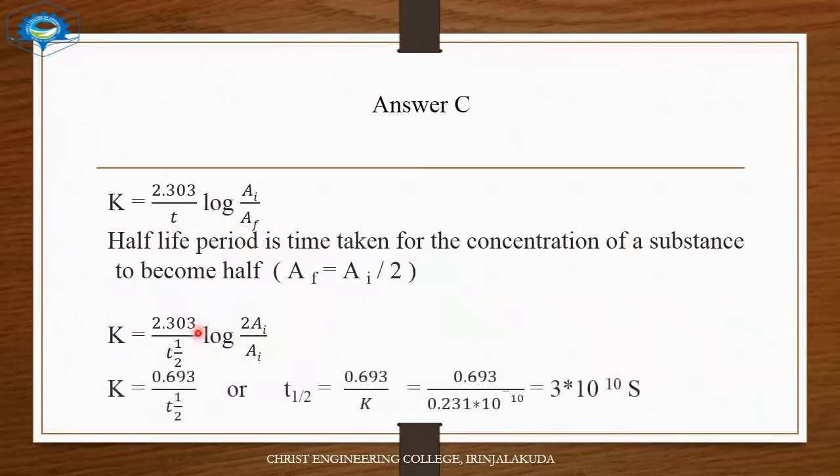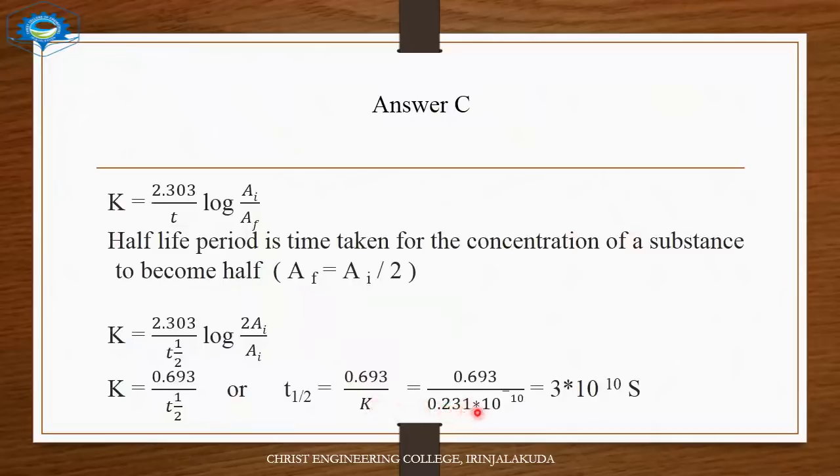Substitute the value of log 2 into 2.303. So the final equation will be K is equal to 0.693 divided by T half. Okay, T half is the half-life, K is the rate constant for first order reaction. Then from this we get the equation for T half, the half-life period: T half is equal to 0.693 divided by K, where K is the rate constant for first order reaction.